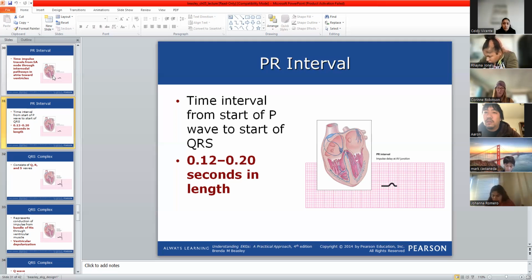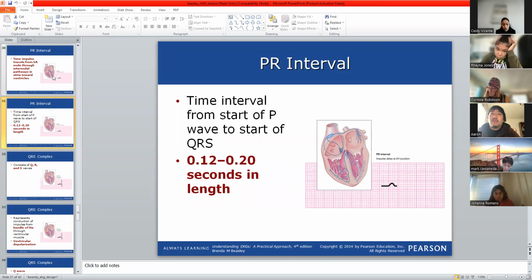Are you looking at your computer or your screen? Yes, I have it, it's 0.12 seconds to 0.20 seconds. Yes, correct. This is the correct answer, Aaron. So please pay attention to what you are attending, not be busy with other issues. Okay?